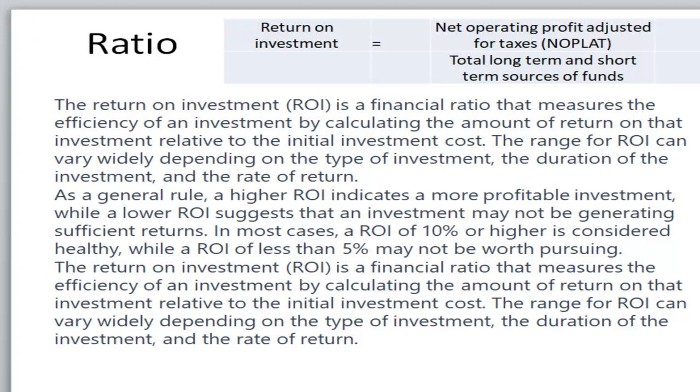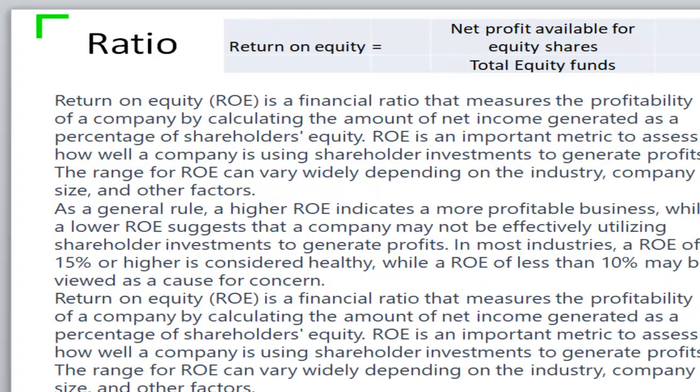Next, return on investment. That is total operating profit divided by total long term and short term sources of funds. This return on investment should be 10% or higher. Next is return on equity. What are the equity holders getting per share of profit? We divide the total profit for equity by the equity funds, and this return on equity must be 15% or higher. If it is less, it is a cause of concern.